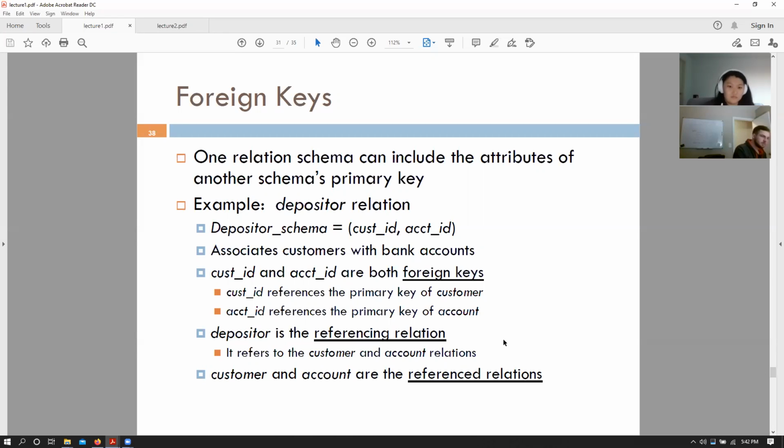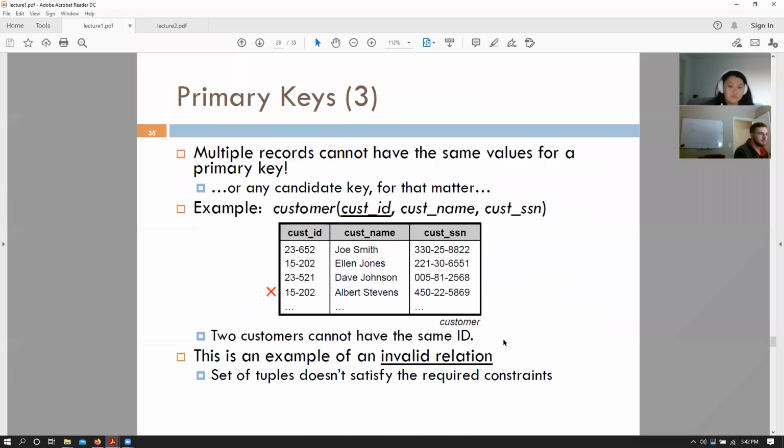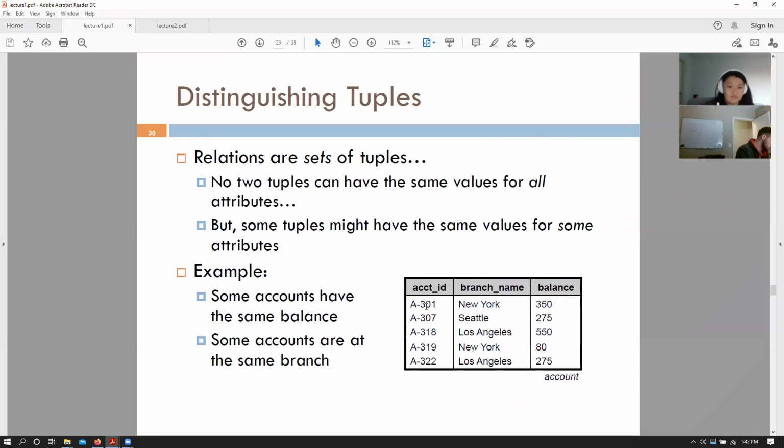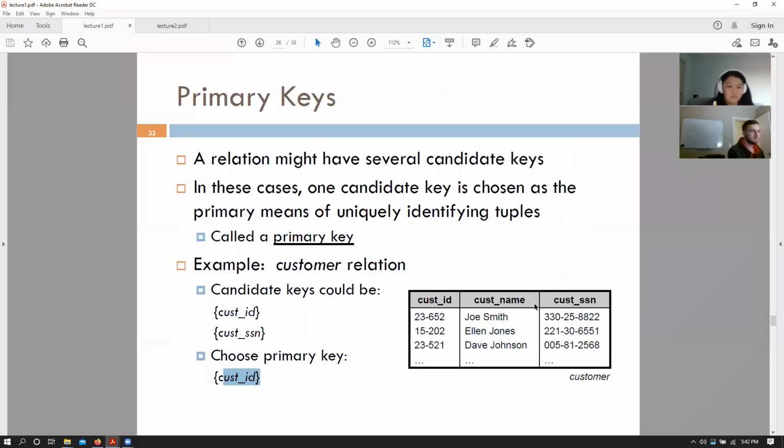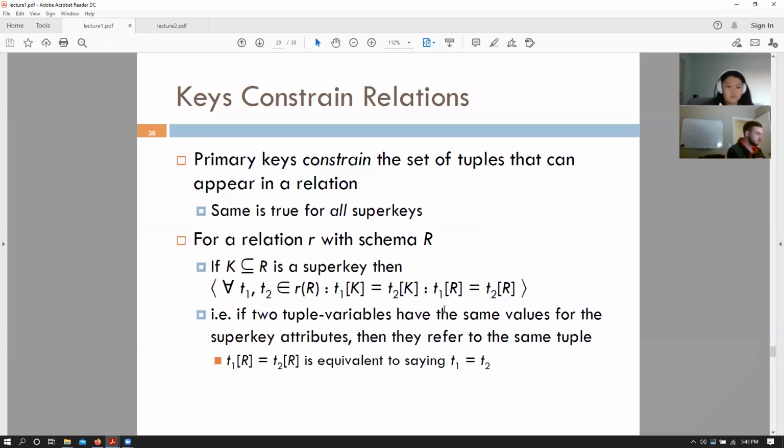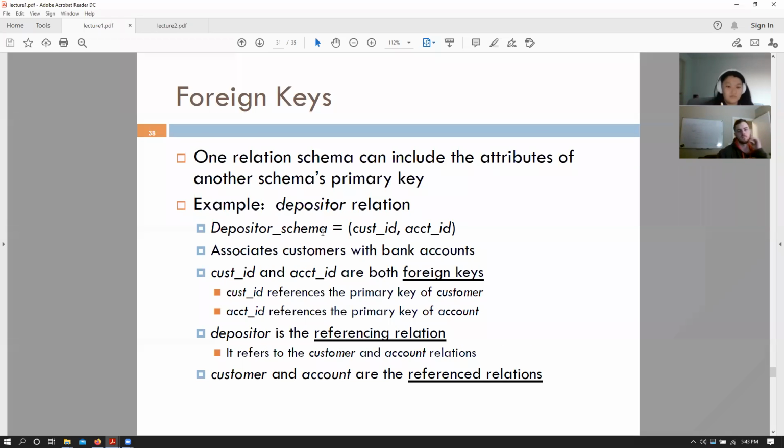So for our customer relation and our account relation, let's say that now we have a depositor schema. Our customer relation had customer ID, customer name, customer SSN number, and our account had account ID, branch name, and balance. One thing is going to relate those two tables together, which is which customer ID has what account ID. Those two can be different things. Both of those are primary keys for our tables, and we would like to have a separate depositor schema that relates customer IDs to their account IDs, right? So we call those keys foreign keys of a table.